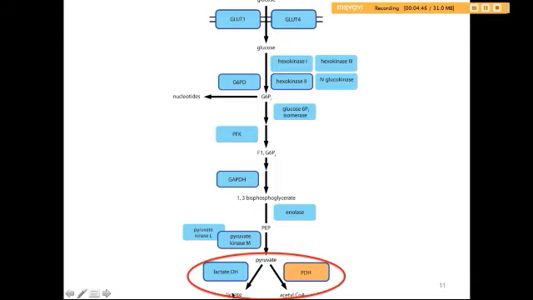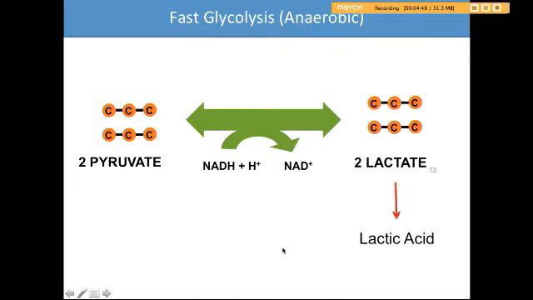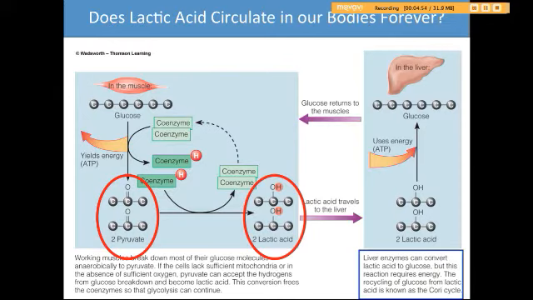Lactate, that might be familiar, perhaps lactic acid. Lactic acid can accumulate when you have very high intensity exercise. Lactic acid won't circulate in your body forever. Basically, lactic acid produced from anaerobic glycolysis will travel through the bloodstream to the liver and be reconverted back into glucose. The glucose will re-enter the muscle and energy can again be created.